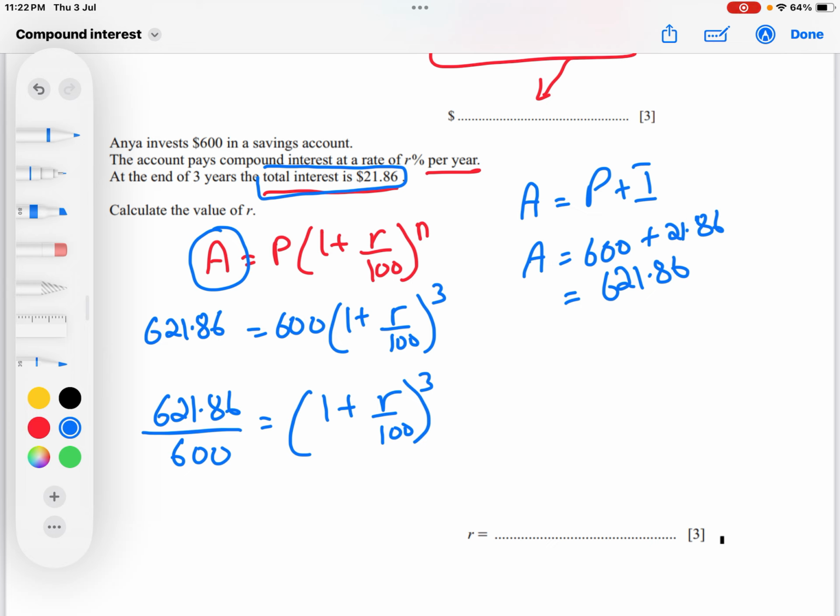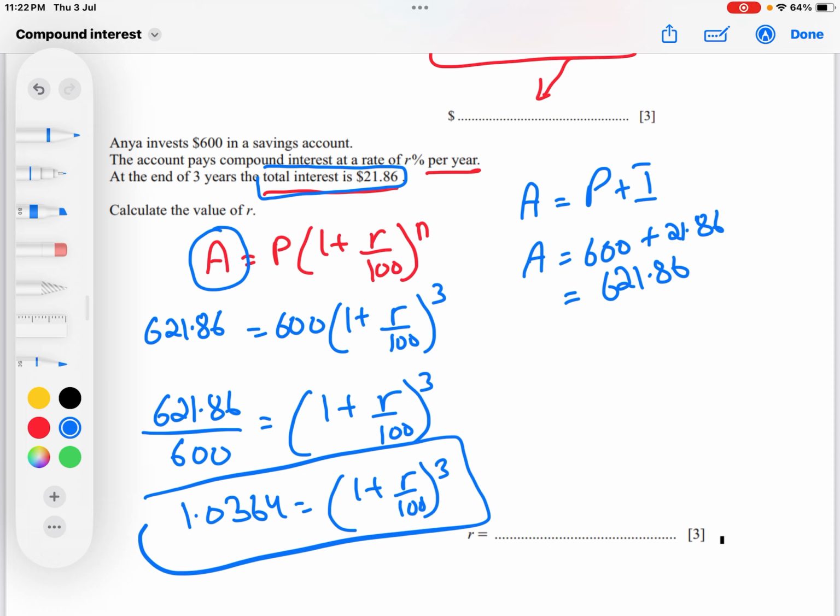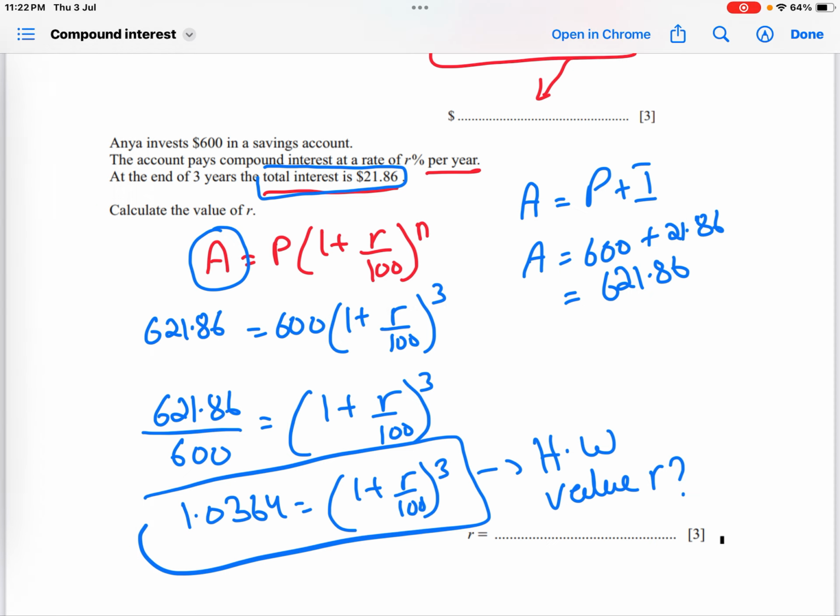621.8 divided by 600 will give us 1.0364 is equal to 1 plus R upon 100. Now this is homework for you, and you need to find out the value of R. Comment your answer and I will share the solution with you. Okay, so now moving towards the next question.